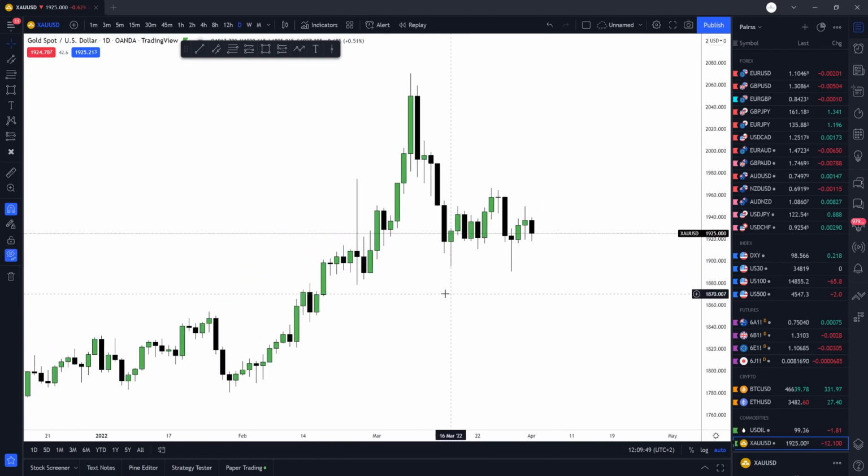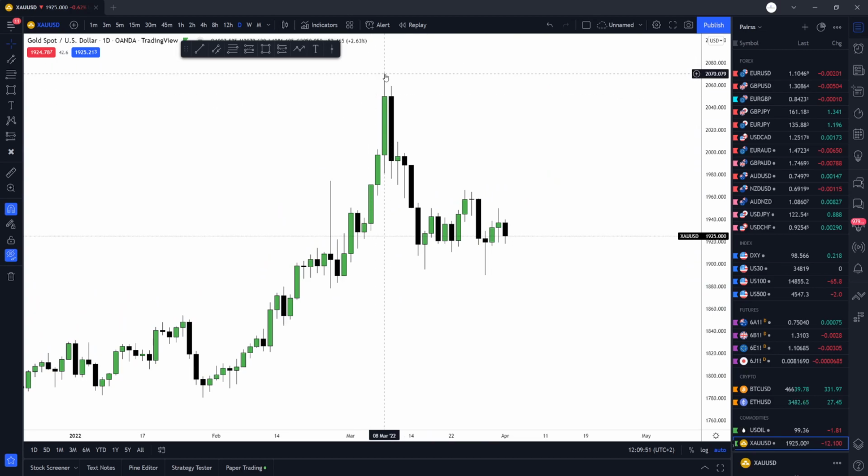So this high created on a daily almost took the all-time high of gold, but didn't quite do it. And eventually we broke down structure. So I was anticipating there to be a continuation down, filling in fair value gaps.